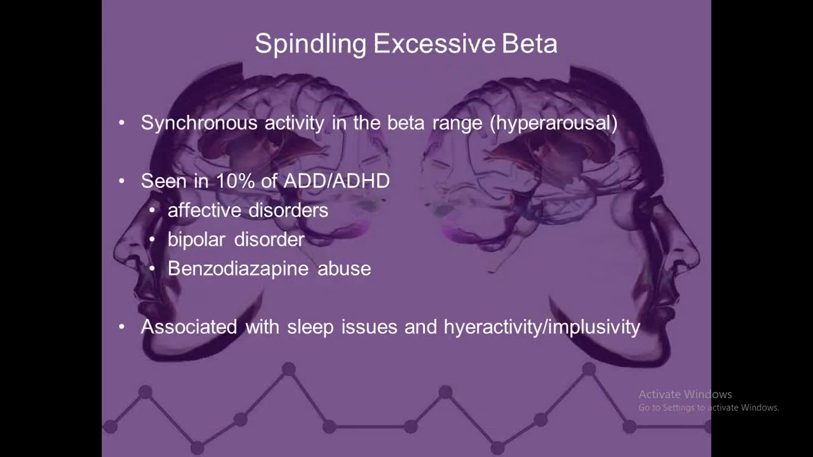Beta spindling, excessive beta or beta spindle, synchronous activity in the beta range. Now, the beta spindles are different than just the excessive beta. Seen in about 10% of ADHD and ADD cases. This is the second pattern that if they get traumatized will develop PTSD.